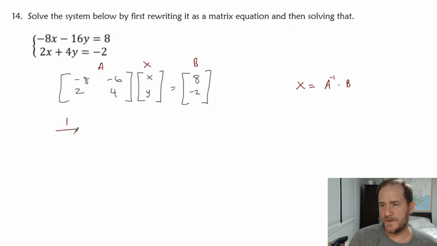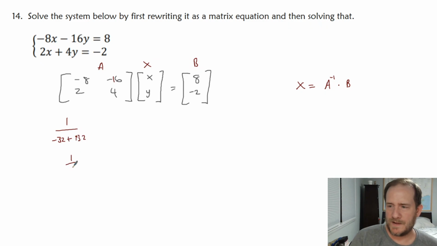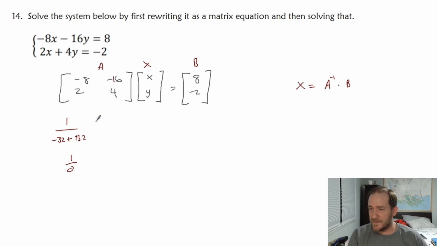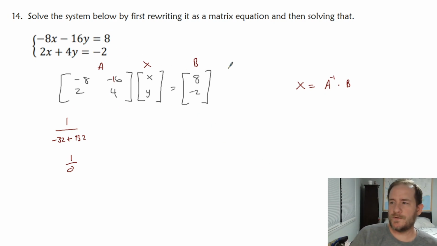So to find it, I'll go 1 over -32 minus, wait a minute, what? Okay, 16. So 32 minus -32, which is plus 30, and then, rats. Geez. Oh, no. So clearly, since this matrix is non-invertible, this system must have no solution. Now, is that obvious? Times 4. Yeah, that's obvious.